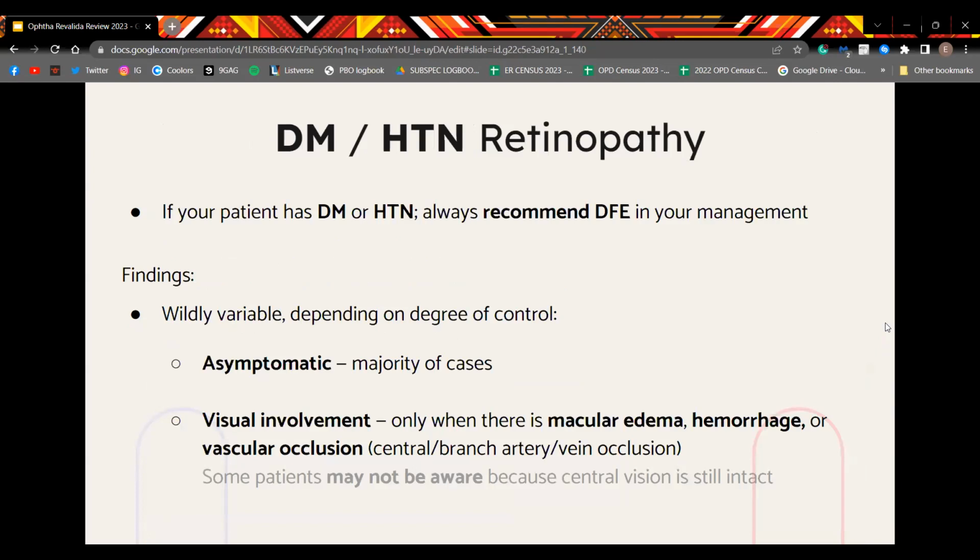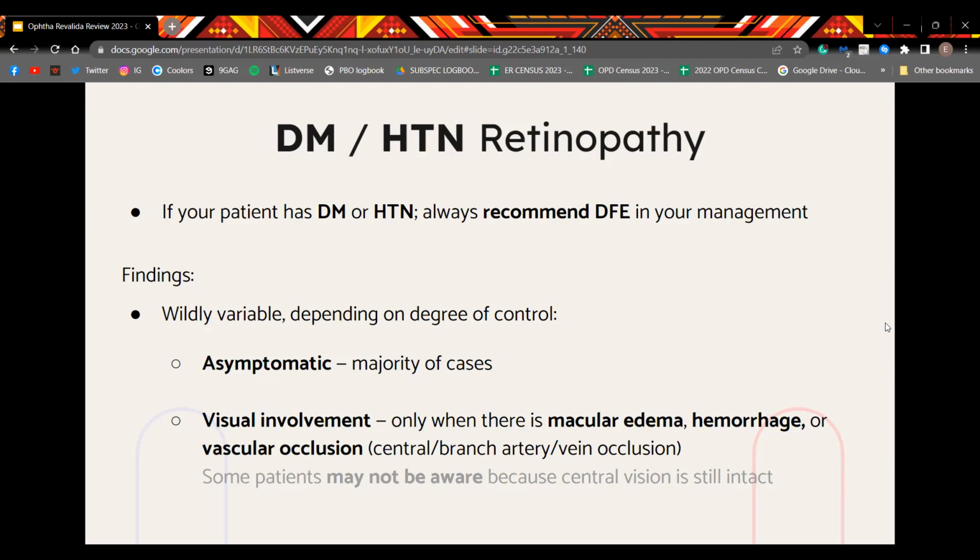Next, hypertensive or diabetic retinopathy. So ang diabetic retinopathy and hypertensive retinopathy, hindi siya kumbaga yung magiging main diagnosis mo pag nasa OPD ka eh. Kasi parang incidental finding usually. If your patient has diabetes or hypertension, magpa-DFE ka na doon sa patient na yun, no? Parang automatic na yun na you would screen the patient for diabetic or hypertensive retinopathy. Lalo na kapag first-time patient, no?